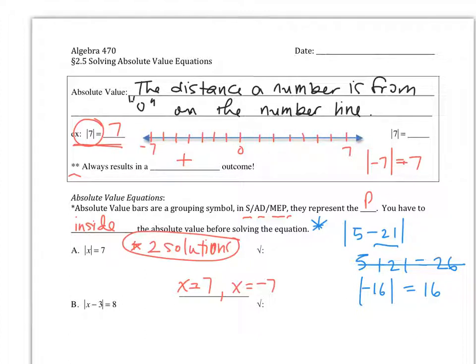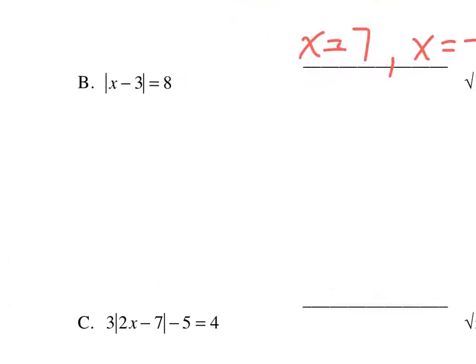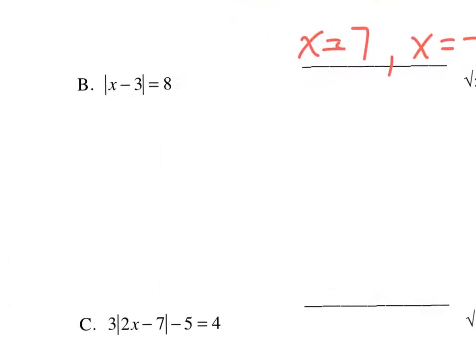Okay? So, think about B before we actually do this. The absolute value of what is 8? 8. The absolute value of what other number is 8? Negative 8. All right, so that means that when we look at B, the x minus 3 can equal 8, because that's on the inside, or x minus 3 can equal negative 8.